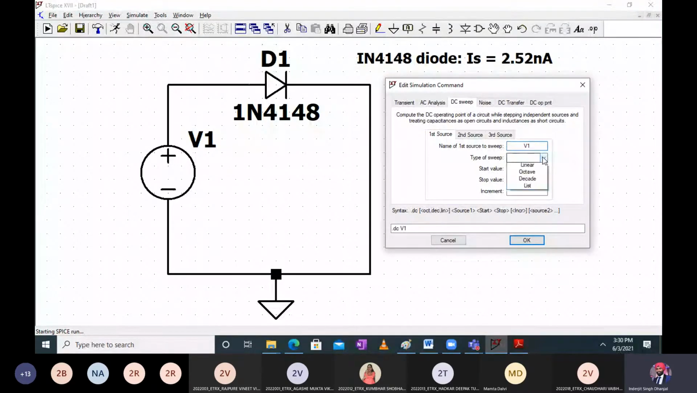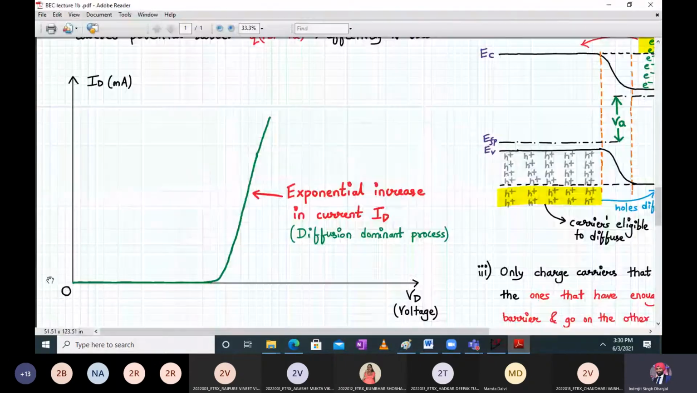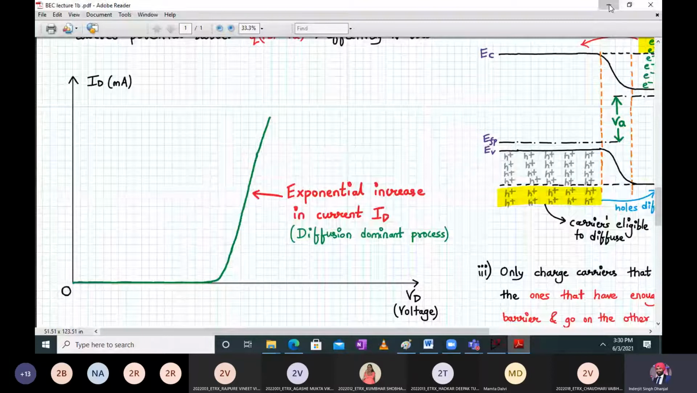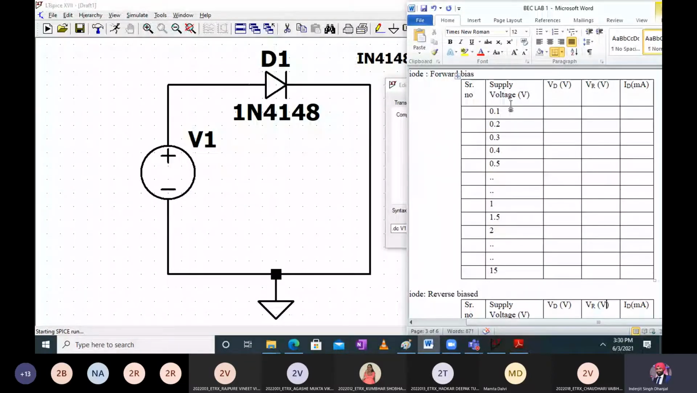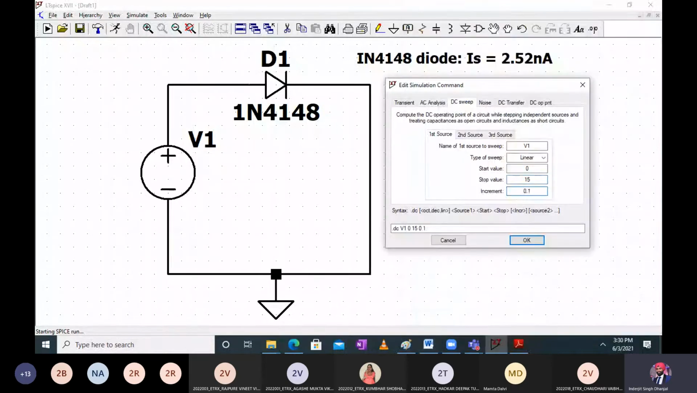Okay. Then the type of sweep will be, let's say linear. The start value will be 0. Stop value will be 15. That means what is my x-axis, right? Start value will be 0 over here. Sorry, let me show you, the start value will be 0. Stop value will be 15. I want to vary from 0 to 15 in the steps of 0.1 and click on OK.